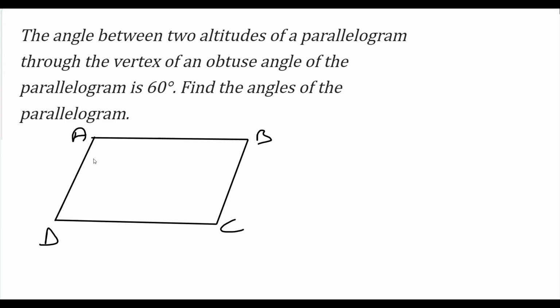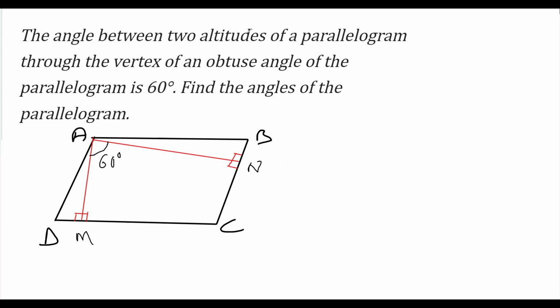Say from A, here you can figure out that this is an obtuse angle A. So if I draw an altitude, let's say this is the altitude over here, and another altitude is drawn over here. So these are altitudes. And the names of the altitudes I can take as AM and CN. And this angle is mentioned as how much? 60 degree. And what we have to find out is all angles of the parallelogram.